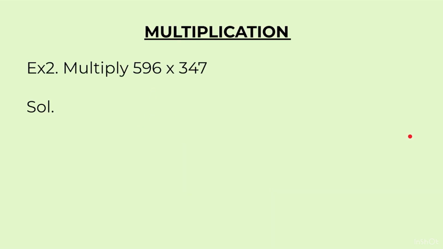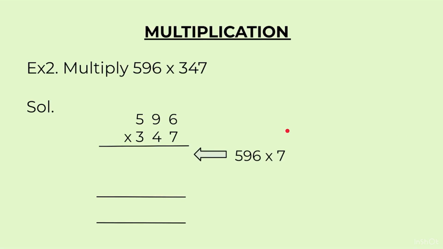Example 2, 596 into 347. In the first line, we will multiply 596 into 7 and we have to write. So we will start by multiplying 7 into 6. 7 6s are 42, 4 at the top, 2 at the bottom. 7 9s are 63 plus 4, 67, 6 at the top, 7 at the bottom. 7 5s are 35 plus 6, 41.